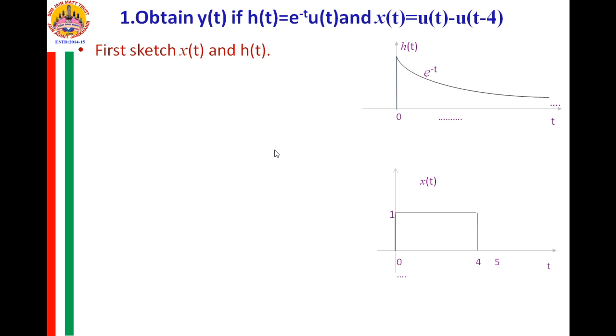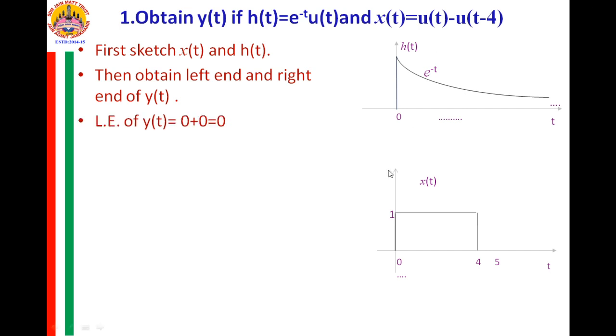So, then let us find out what is the left end and right end. The left end of both h of t and x of t is 0, therefore, the left end of y of t is also 0, and the right end of y of t is infinity, as the right end of h of t is infinity. So, it is infinity.